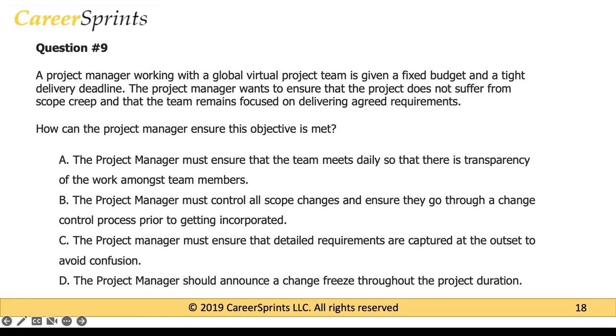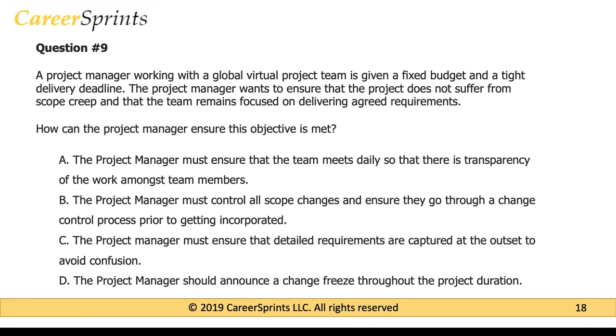Option A. The project manager must ensure that the team meets daily so that there is transparency of the work amongst team members. Option B. The project manager must control all scope changes and ensure that they go through a change control process prior to getting incorporated. Option C. The project manager must ensure that detailed requirements are captured at the outset to avoid confusion. And option D, the project manager should announce a change freeze throughout the project duration. So I'm going to give you a couple of seconds. You can think about the answer and choose your answer. So let's look at the correct answer.